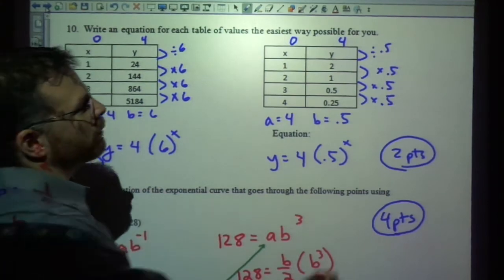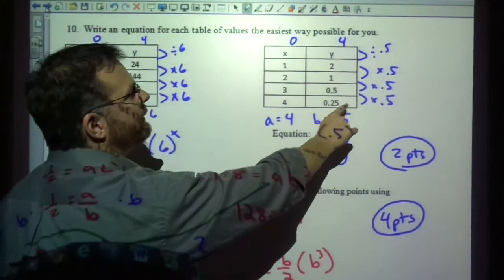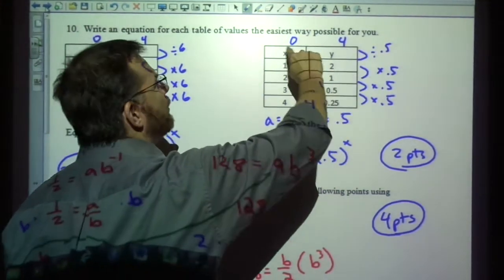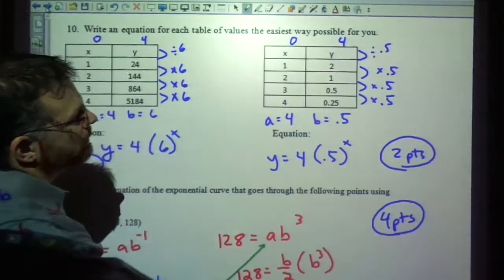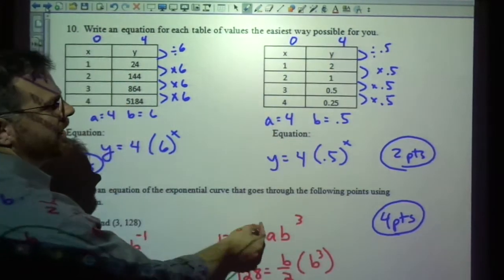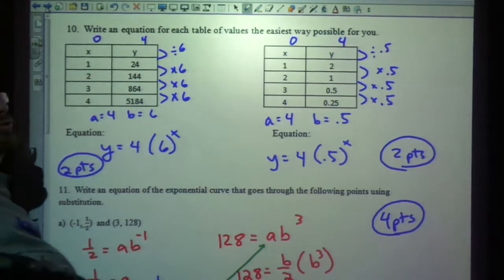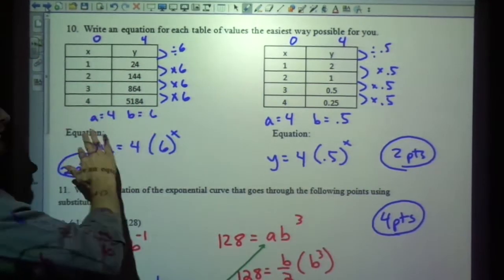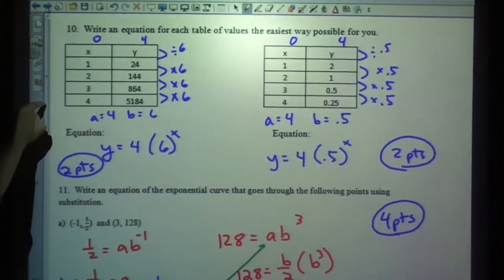This thing, the same thing. We're multiplying by 0.5 every time. So if I divide by 0.5 to get back to the initial value, I get B is 0.5, A is 4. Here's my equation. That's also worth 2 points. So we've got 2 points and 2 points.